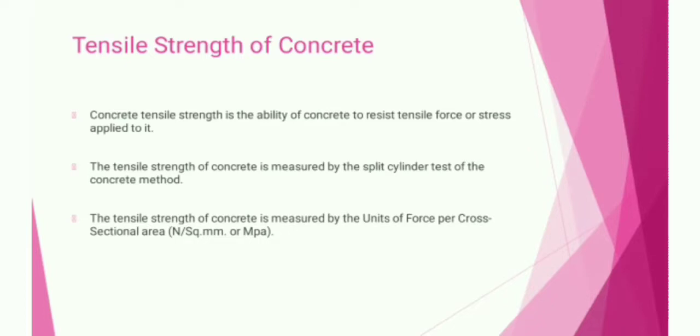The tensile strength of concrete is measured by the split cylinder test method. The tensile strength of concrete is measured in units of force per cross-sectional area. So tensile strength is the resistance of a material to breaking under tension. It is the maximum load that a material can support without fracture when being stretched, divided by the original cross-sectional area of the material.